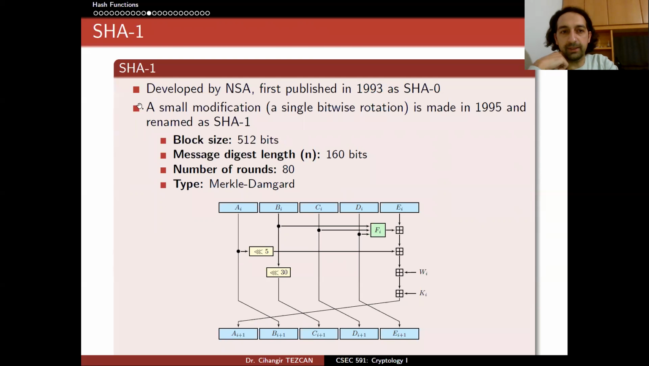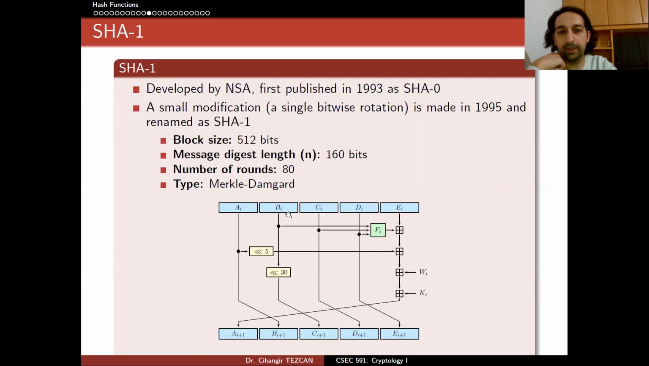Next we have SHA-1. It was developed by NSA. Actually, their initial design was called SHA-0, and I think they added this rotation here, if I'm not mistaken. So this is SHA-1, but SHA-0 is missing one of these rotations. It looks really like MD4 and MD5, but this time the output length is increased by 32 bits.